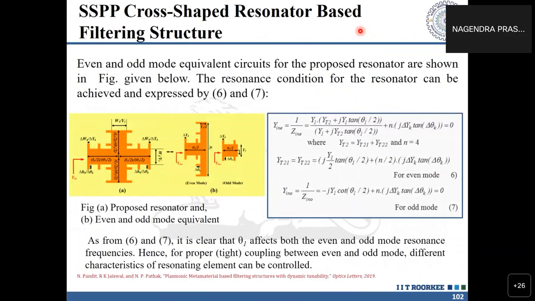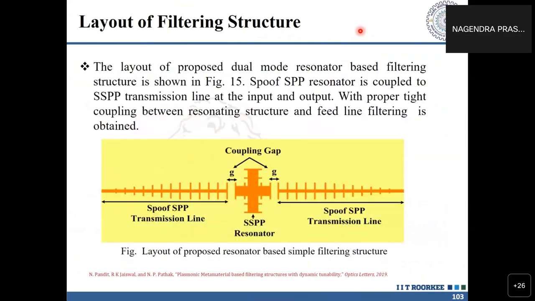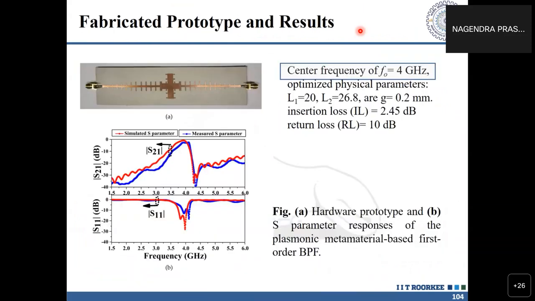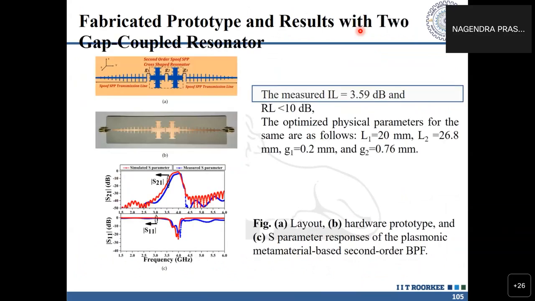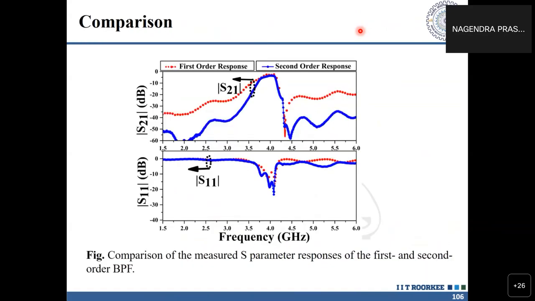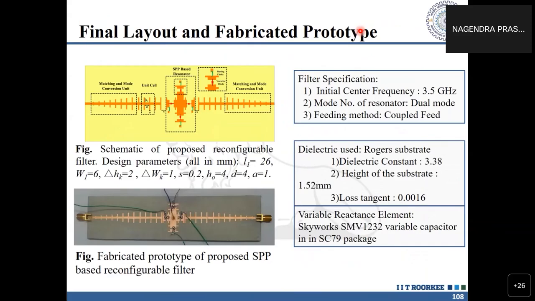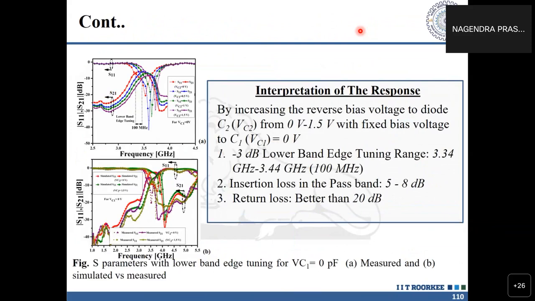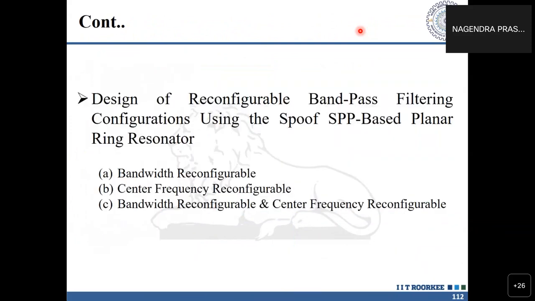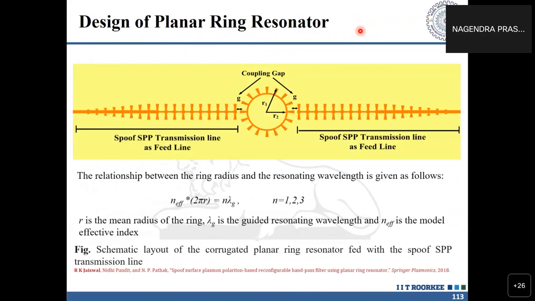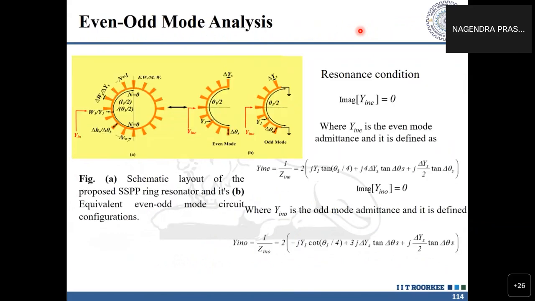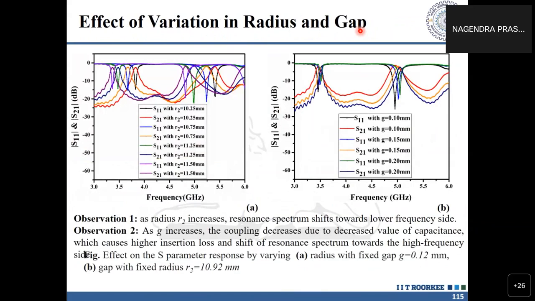This is another filtering structure, a cross-shaped resonator based filtering structure. This is the filter structure, and two such gap coupled resonators are used, and their analysis, again even mode, odd mode analysis, is applicable. Then ring resonator based structures were also analyzed, and you can achieve tuning.